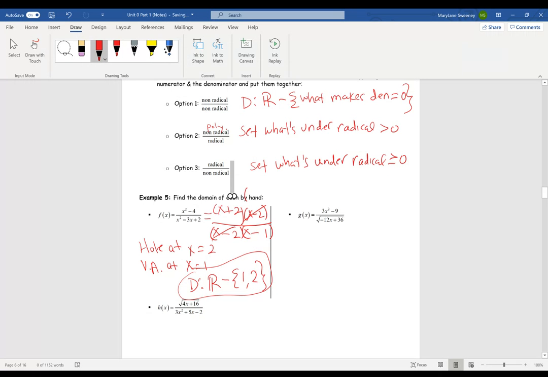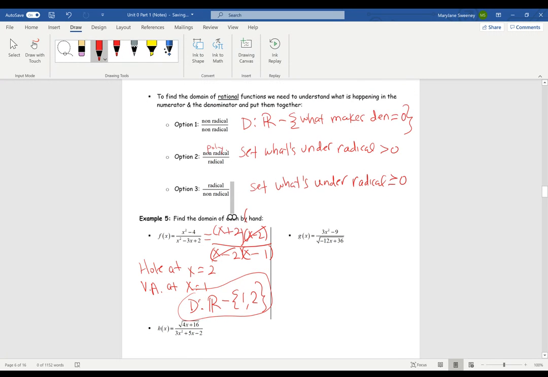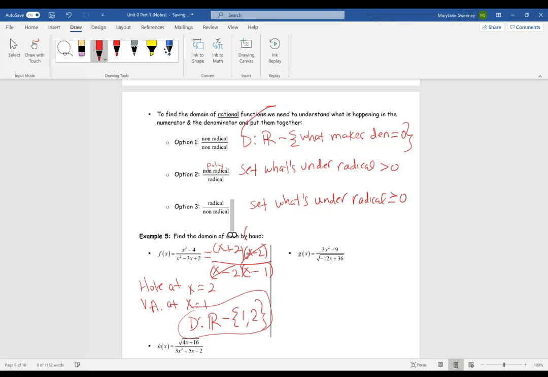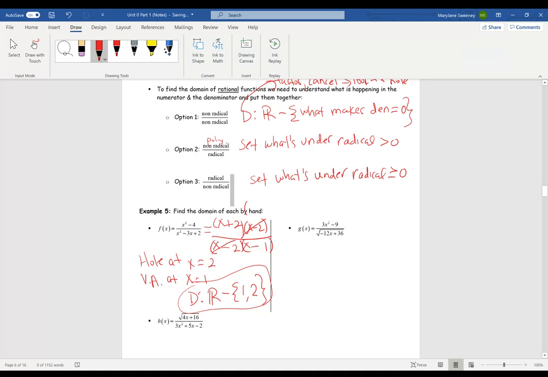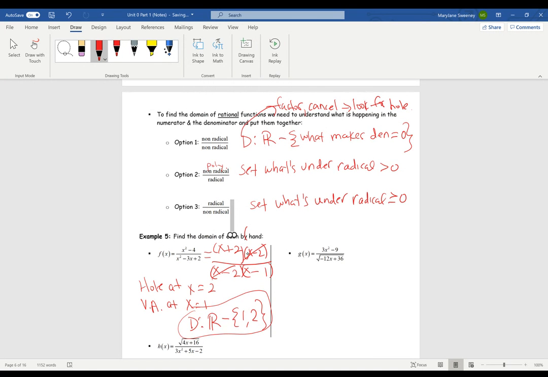So if they're polynomials, you do have to, so I guess I should say that up here. Factor, cancel, look for hole, because there could be a hole. And then also you want to exclude what makes the denominator equal to 0. So what makes denominators equal to 0, and or if you have it, x value of hole. I should say that there.